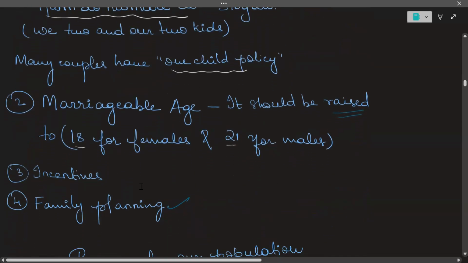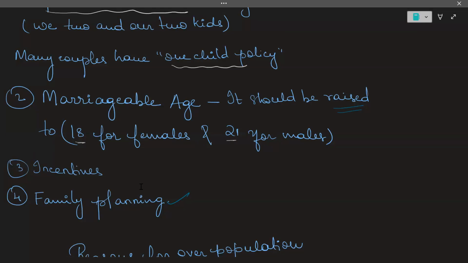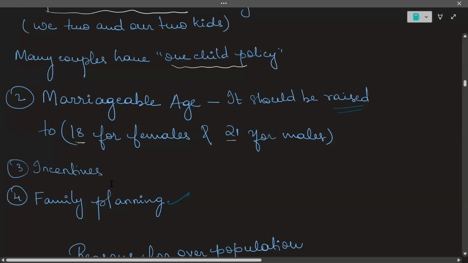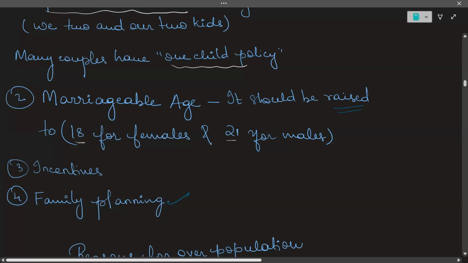Then comes marriageable age. There is a legal marriageable age that has been set, which is 18 years of age for females and 21 for males. Below this, if anyone's family gets their kids married, then that will be illegal. Incentives must be given so that people would understand how important it is to have a smaller family, and also to educate people about family planning.